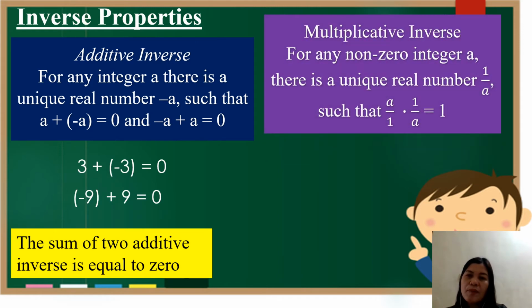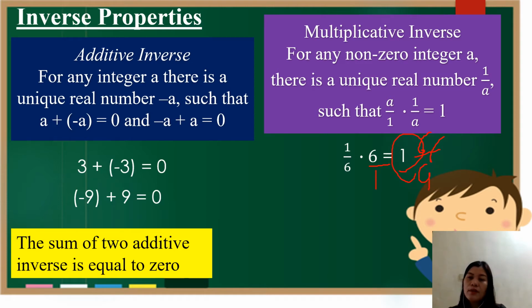Next one, the multiplicative inverse: for any non-zero integer a, there is a unique real number, 1 over a, such that a times 1 over a equals 1. So take note of this inverse property. Inverse means you are going to find the reciprocal. For example, 6 over 1. We flip it, so that is 1 over 6. So 6 times 1 over 6 is 1, and 1 over 6 times 6 is 1.